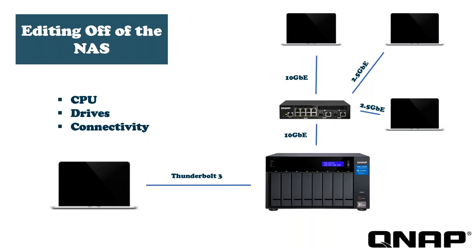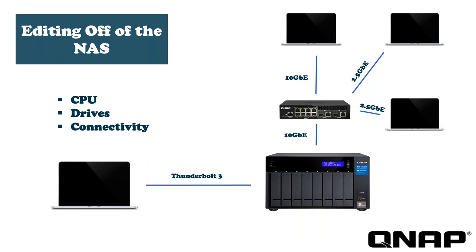QNAP provides different connection methods and speeds for editing off of the NAS directly. Some things to consider when you're looking for a NAS for editing purposes is making sure they have an x86 based processor, such as an Intel or AMD processor that has multiple cores, maybe four core or quad core and above. Drives, especially SSD drives that can be used for caching. So you can still have regular hard drives for your large storage, but a couple of SSD drives can help boost performance and also can help you have multiple editors off of the NAS as well.